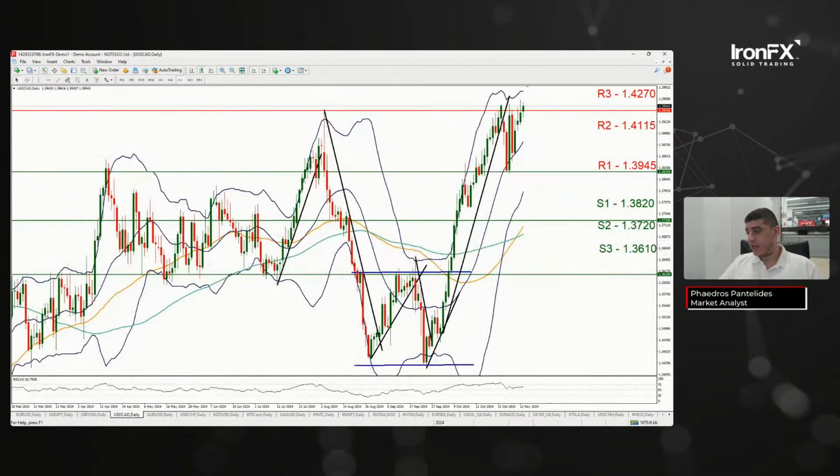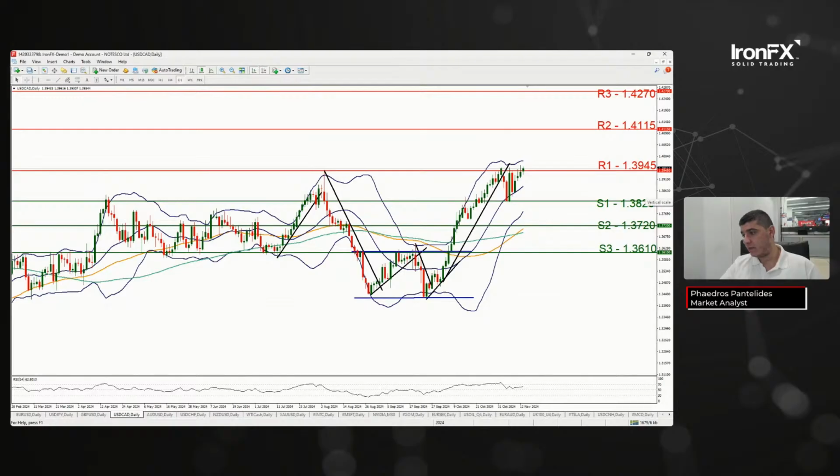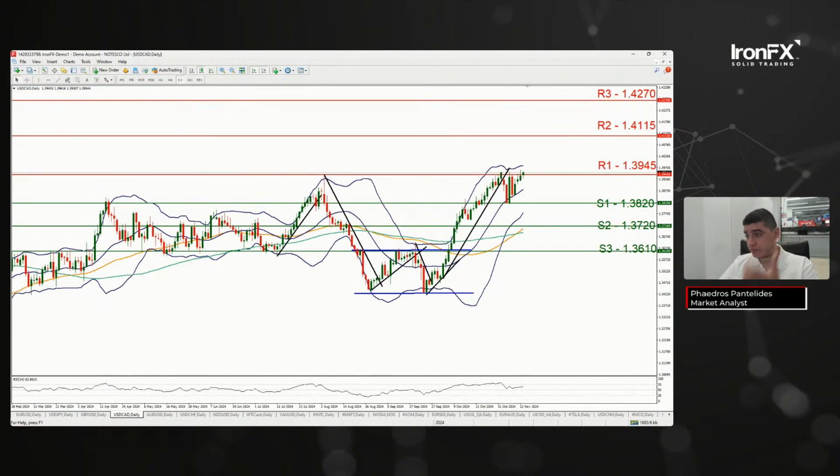Moving on, USD CAD, Canadian dollar. The dollar against the Canadian dollar has broken above that R1 level, flipping that from resistance to support. That is, if the daily candlestick closes above that R1 level, the next target could be at 1.4115. Higher than that, we have 1.4270. If we cross that path, I'll place another resistance level higher than R3, but it still has some way to go.